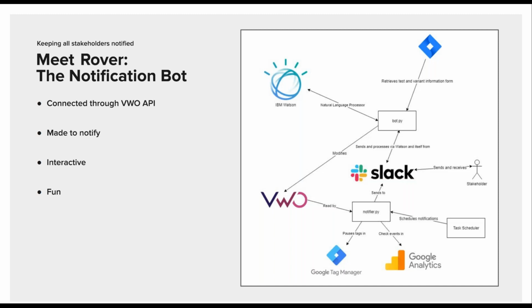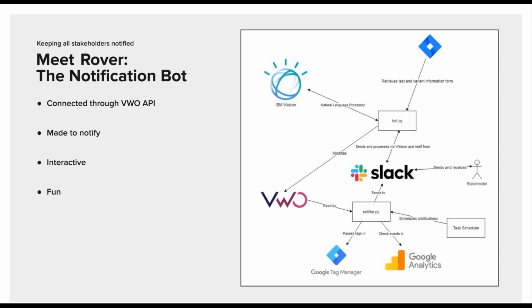So what is Rover? Basically, the diagram you see here is what's actually behind it. But basically, Rover is a virtual assistant. He is a chatbot on Slack who is able to mention specific people and broadcast messages. And that was the whole starting point.